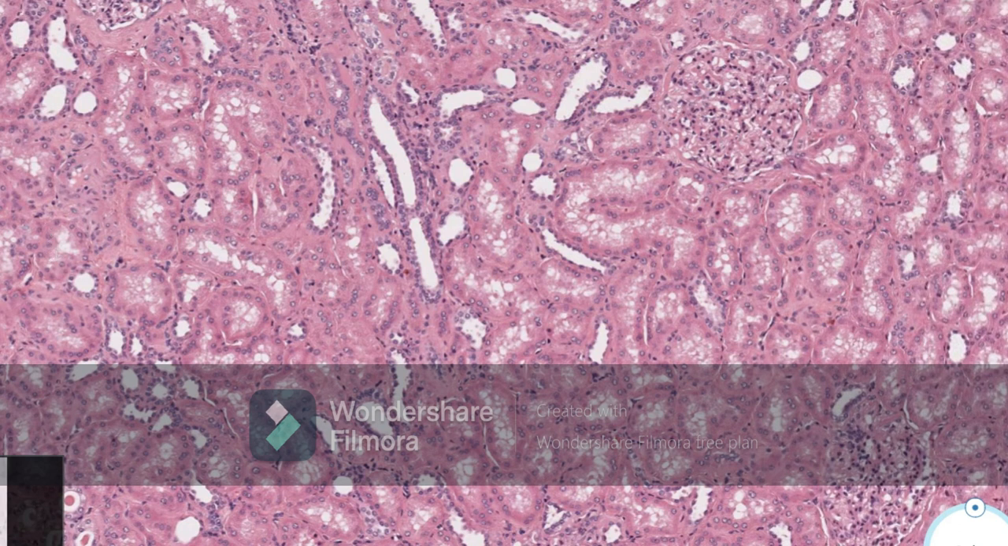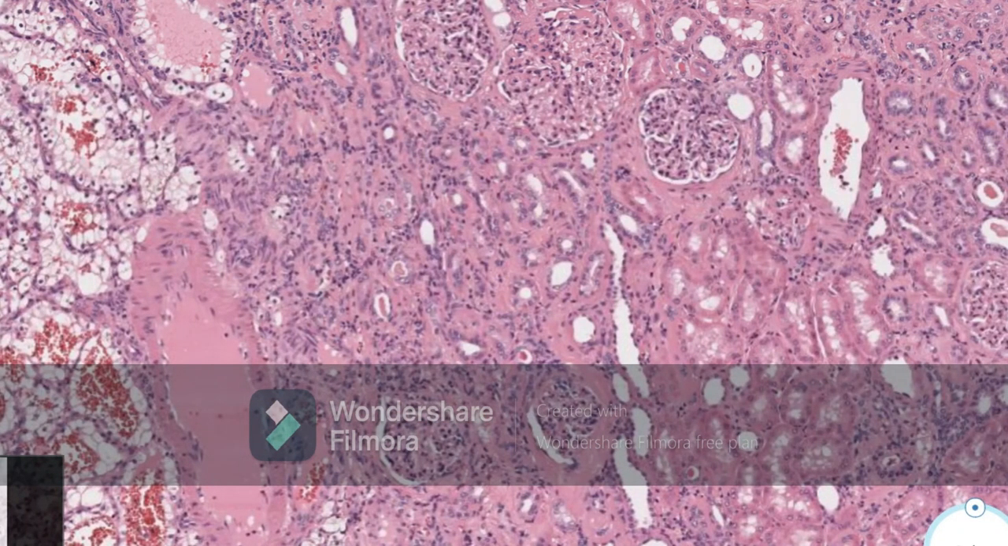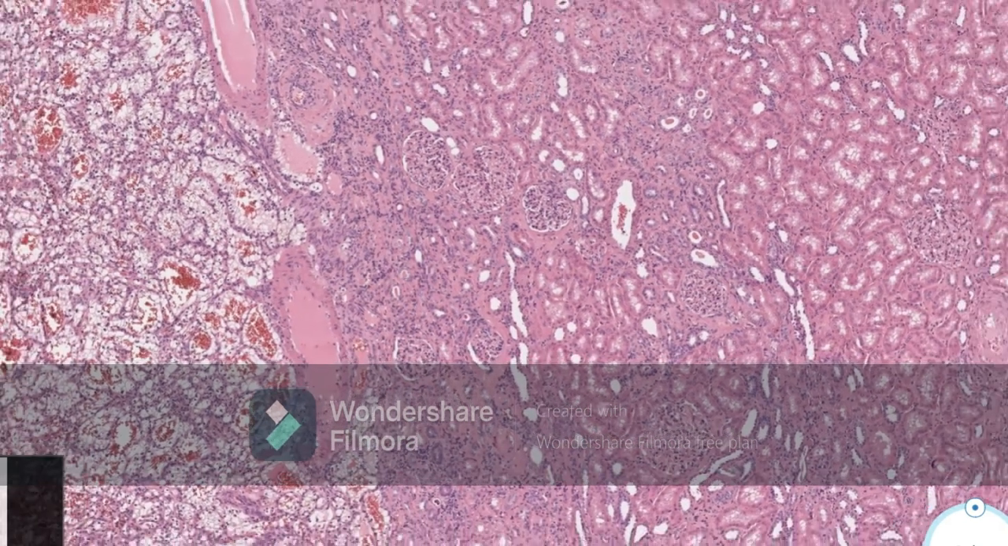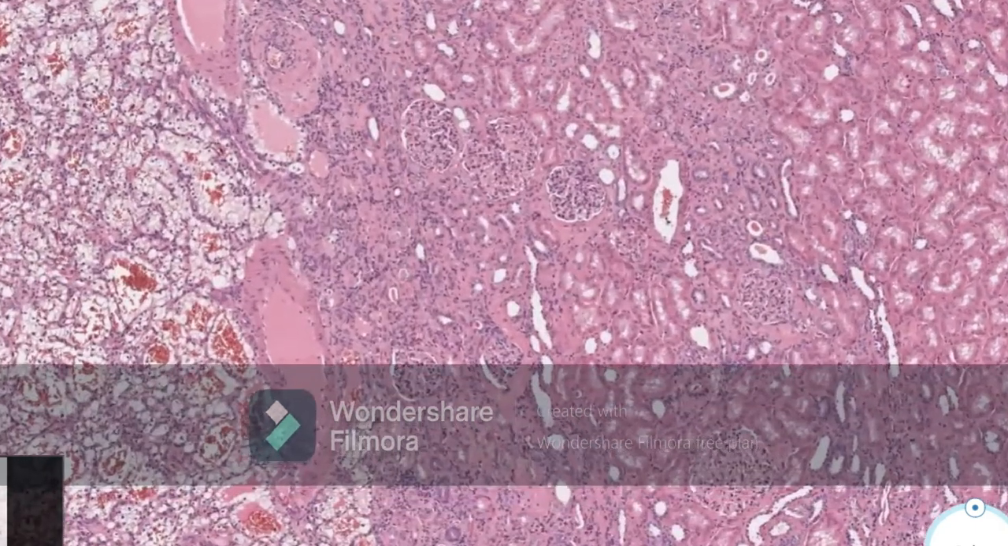When this slide is focused for your exams, it will be focused this way, where the normal renal tubules and glomerulus will be focused on one side, and the tumor with clear cells will be focused on the other side. So you can see the transition from the normal renal parenchyma here, and this is the tumor. Let me zoom in again and zoom out. You can see the tumor here. Now let us see how the tumor appears.